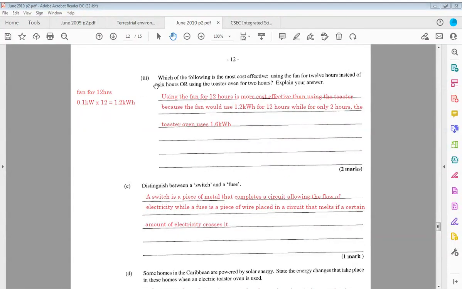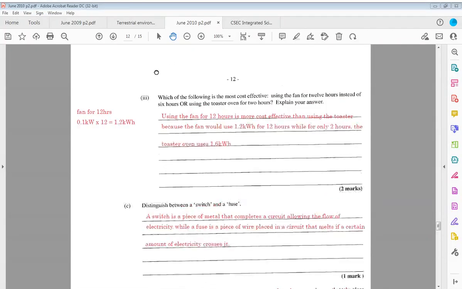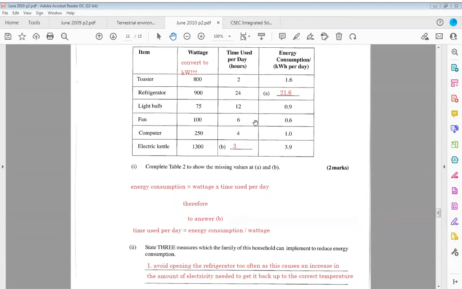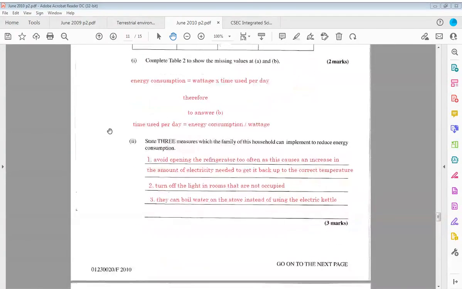Then, part three here, which of the following is the most cost effective? Using the fan for 12 hours instead of 6 hours, or using the toaster oven for 2 hours, and explain your answer. So, to get your answer, you can't just say, well, I think we can work it out. So, using the fan for 6 hours, right? 6 hours uses 0.6 kilowatt hours per day. So if we bump this up to 12 hours, then that's going to be 1.2.